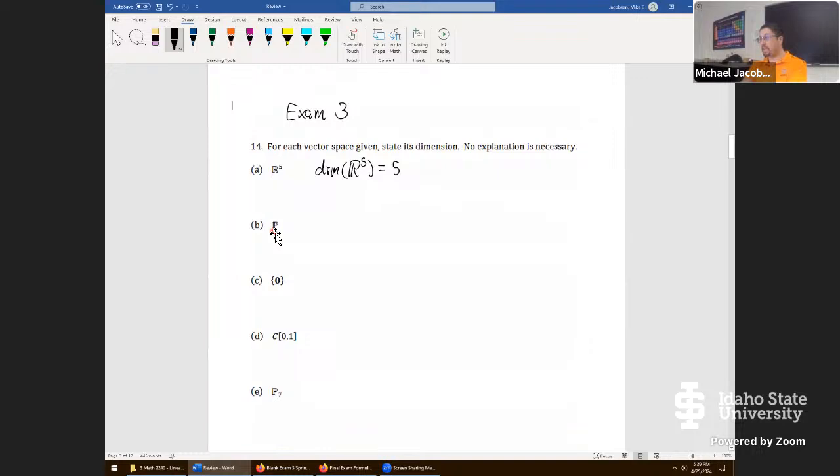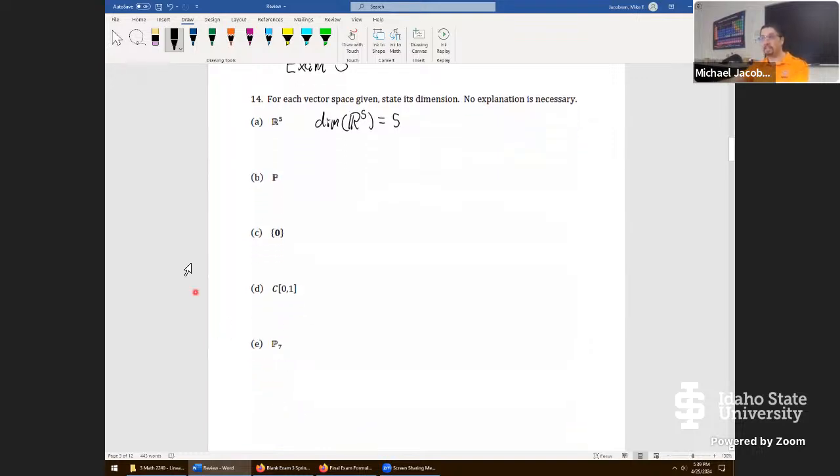But this one is a kind of a tricky one to deal with. This is just P. It's not like this one, P7. Let's maybe take a look at P7 to help us with that vector space. For P7, this is the space of all polynomial functions with degree at most 7. So the standard basis for this thing would be 1, t, t squared, t cubed, t power 4, t power 5, t power 6, t power 7.